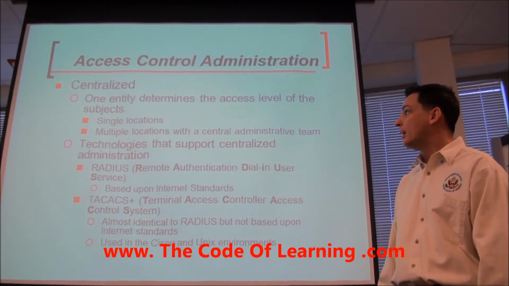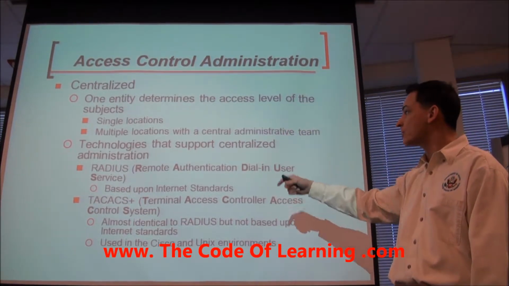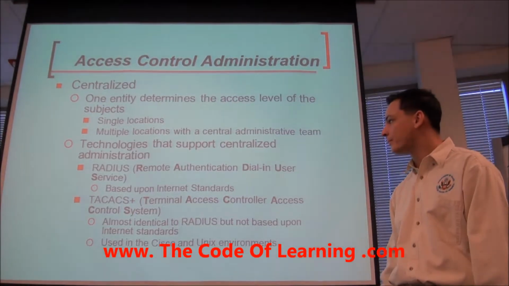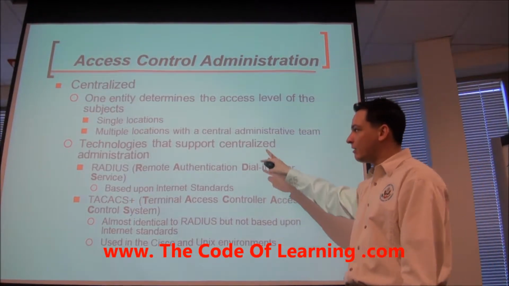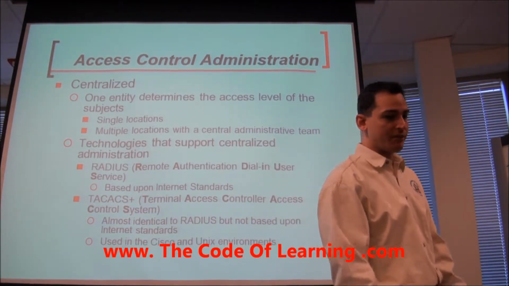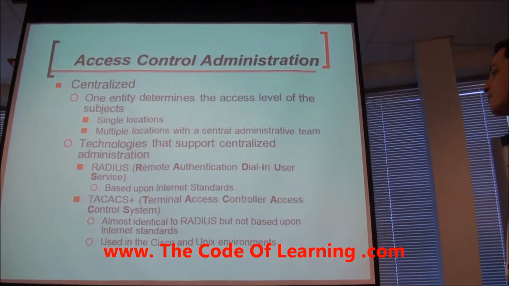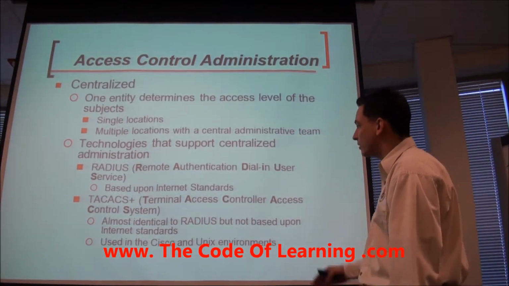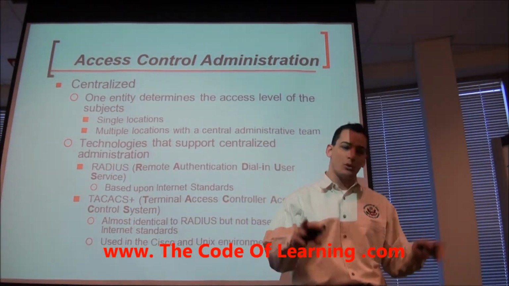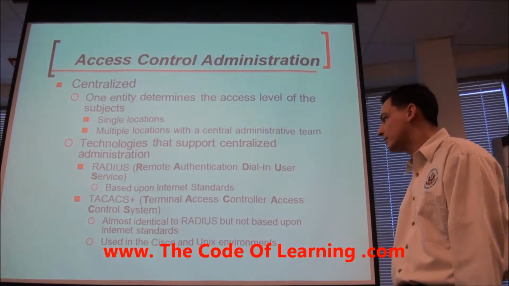So centralized: one entity determines the access level of the subjects in a single location. You can have multiple locations, but it has to be centrally administered. Some technologies that you can use here are RADIUS and TACACS, and those are definitely very important within the scope of CISSP. RADIUS stands for Remote Authentication Dial-In User Service. It was our old dial-up method: if you wanted to get to your corporate resources, you had to dial up to the corporate office. Nowadays, that's more or less been replaced with VPNs.